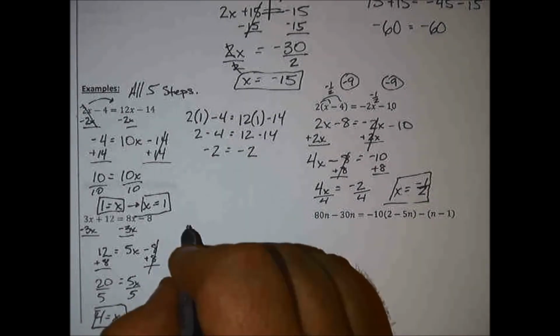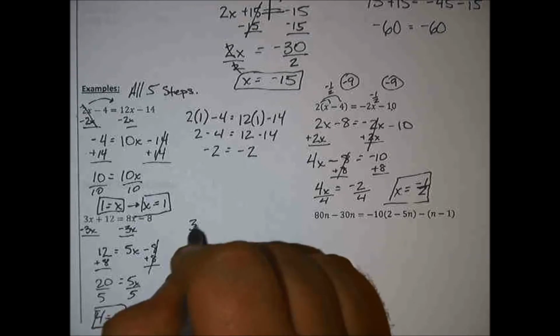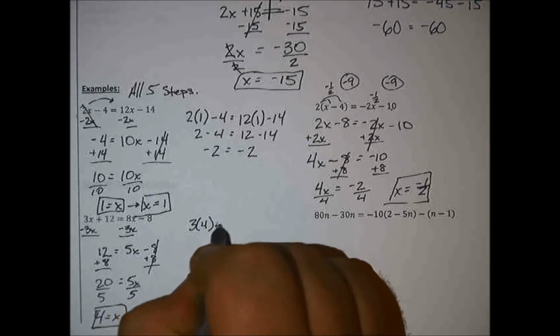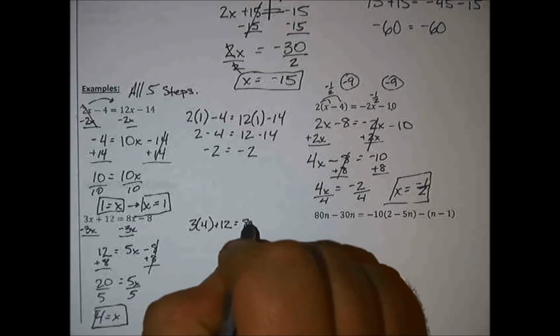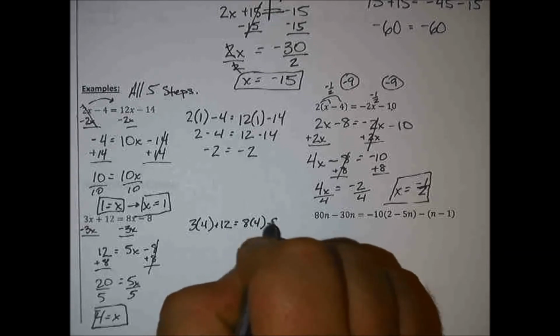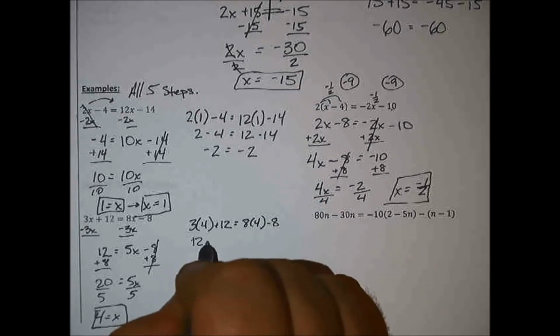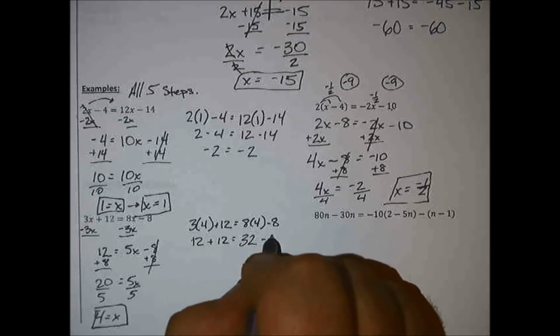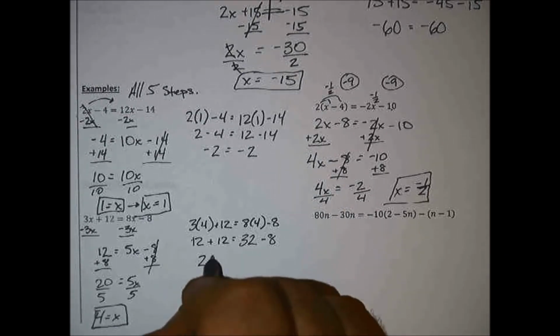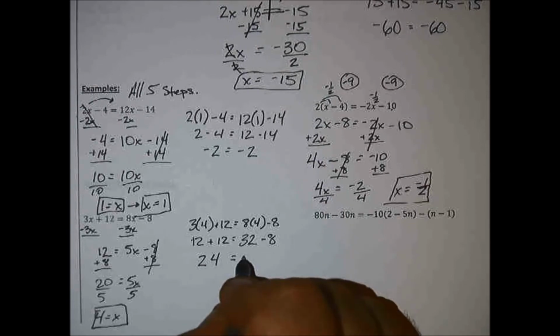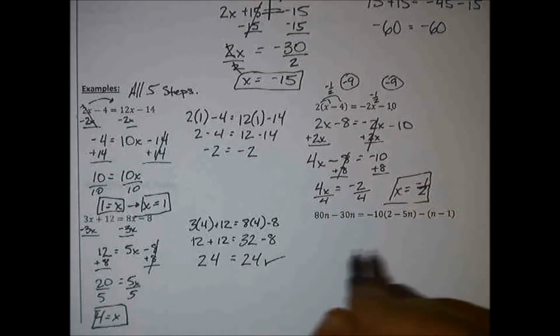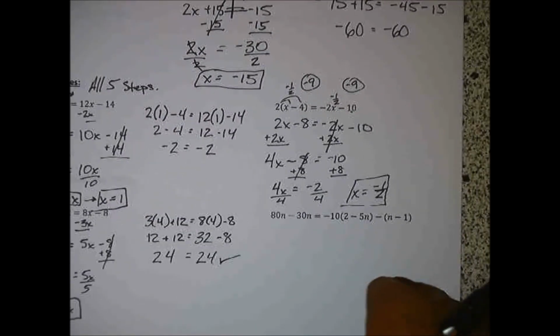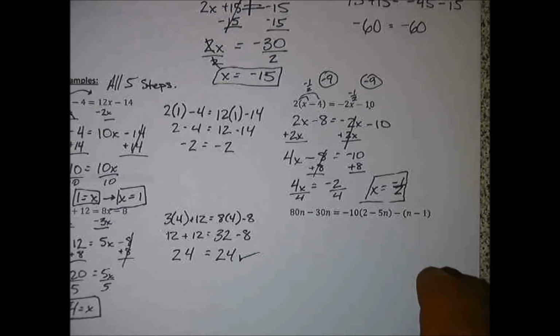And we'll check it over here. We'll go ahead and plug it all in. So 3 times 4 plus 12 equals 8 times 4 minus 8. 3 times 4 is 12, plus 12 equals 8 times 4, 32, minus 8. 12 plus 12 is 24. 32 minus 8, 24. We're good to go. Okay. Throw that check mark on there. Tell yourself you're good. X is 4.